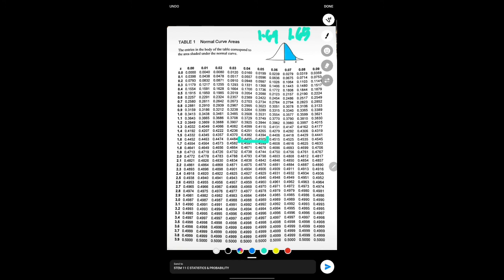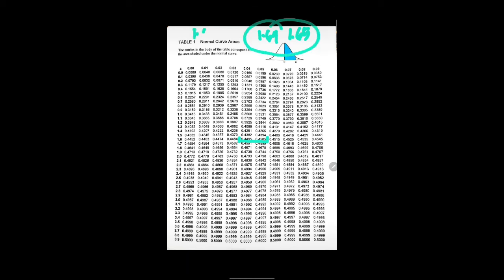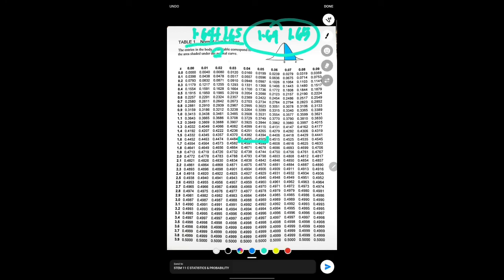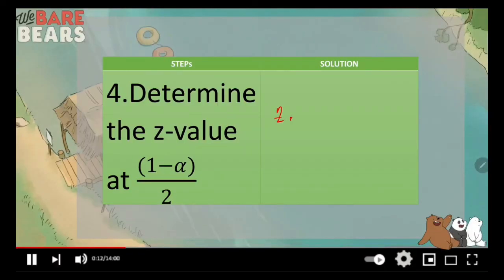Since the area we got is 0.4500 and the corresponding z-score is between 1.64 and 1.65, we have to get the average of 1.64 and 1.65. 1.64 plus 1.65 divided by 2, we will have 1.645. So we may say the z-value at the area of 0.45 is 1.645. The z-value sub alpha over 2 is equal to 1.645.